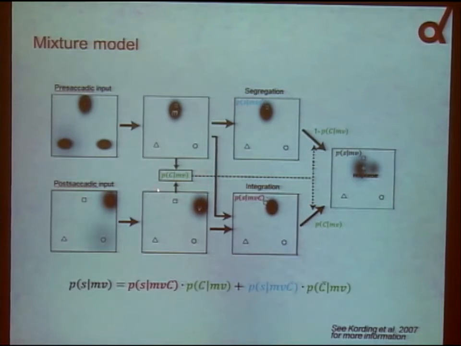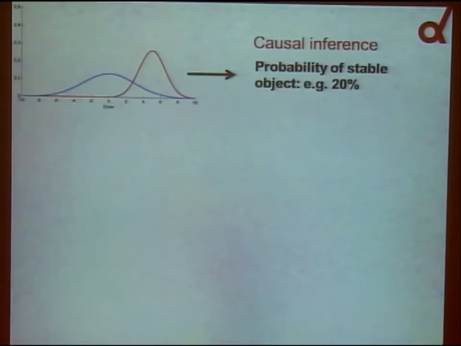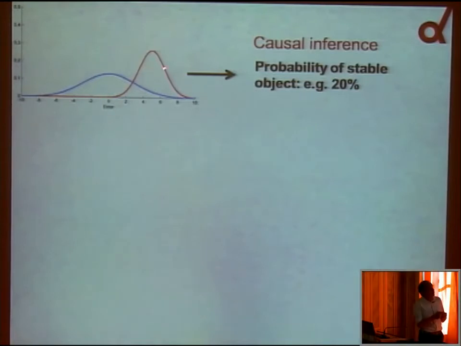This is indicated here. The idea is the probability that it's the same stable object that has been moved. If it's a stable object, the brain should integrate. If it's an unstable object, you think it's not the same object, it should segregate. So basically it should compute this equation. I'm not going to describe this equation further, I'm only giving you the gist of it. And the idea is this. You have your pre-saccadic representation, you have your post-saccadic representation, and the brain should make a causal inference.